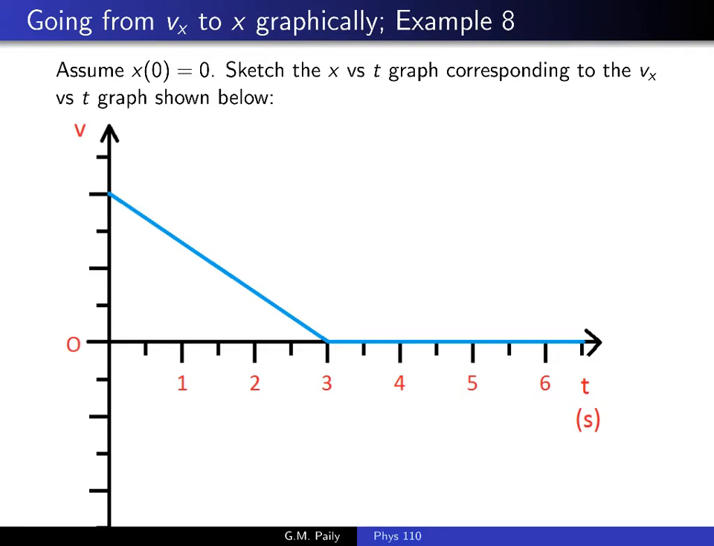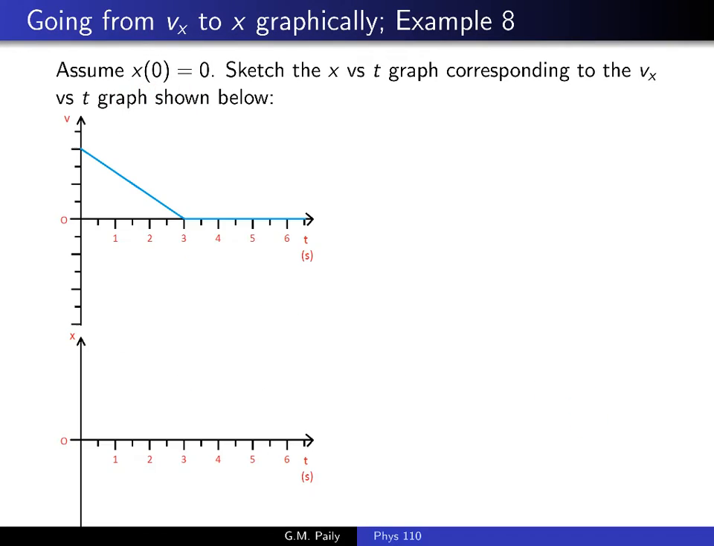Here is our next example. Once again, we are given velocity versus time, and we are asked to sketch x versus t, assuming that at t equals 0, x is 0. Here there is a transition at t equals 3 seconds, so we draw a drop line. Pause the video, take a moment, and try and sketch for yourself what the x versus t graph will look like.